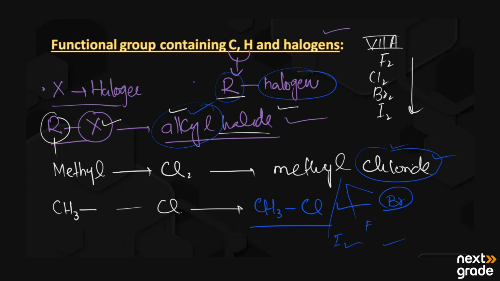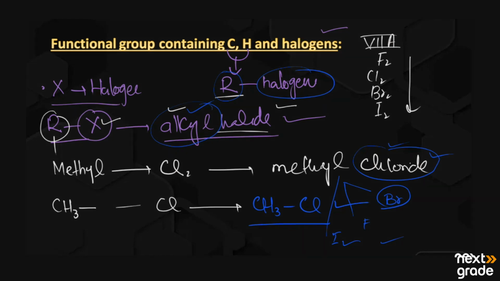So this is all about today's lecture. The functional groups containing carbon, hydrogen, and nitrogen are known as amino groups or amines, and the functional groups containing carbon, hydrogen, and halogens are known as the alkyl halides. I hope you understand today's lecture.